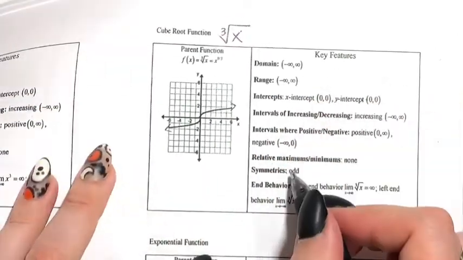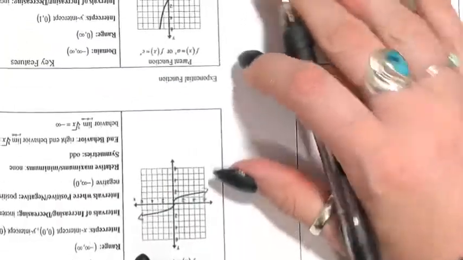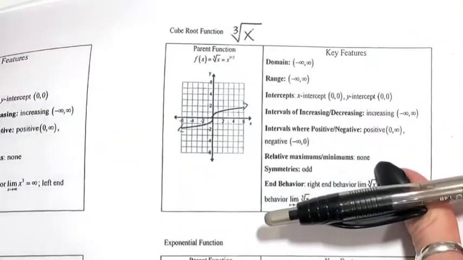And then the symmetry on this one is also going to be odd, just like the cubic was. If I think of spinning it upside down, it's going to look the exact same shape. So that's always a really good trick to tell if it is an odd symmetry.